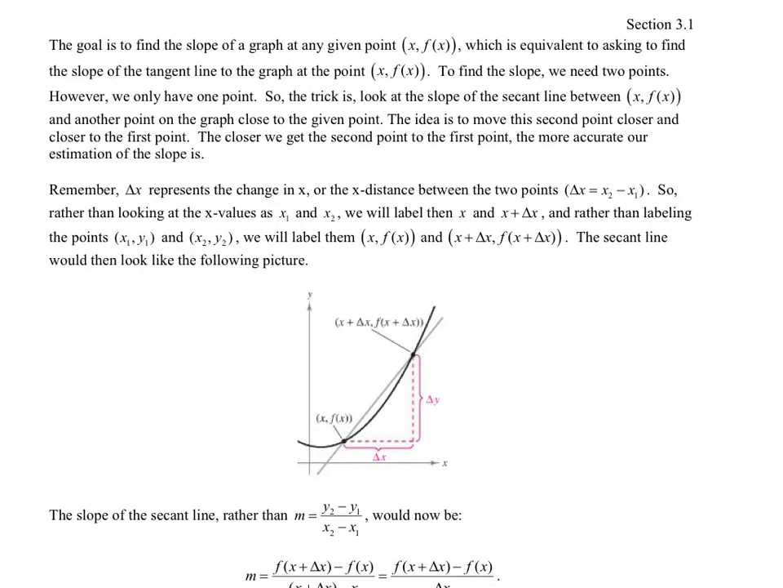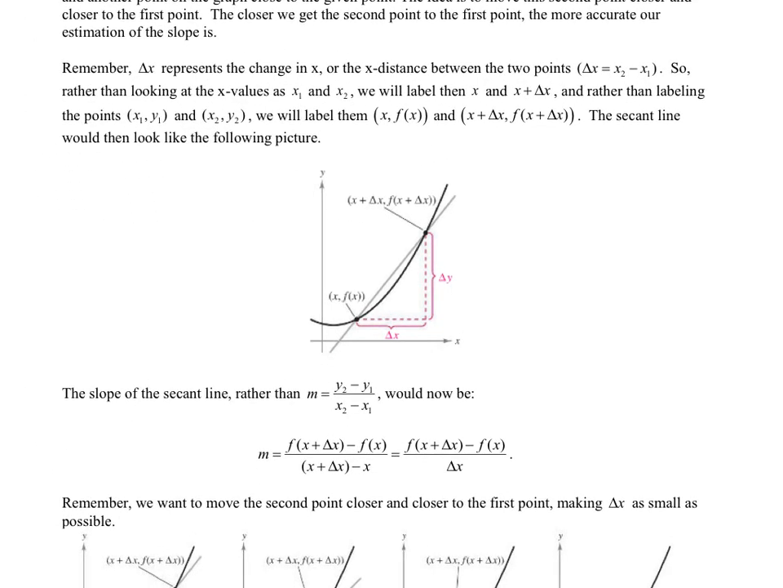So the slope of the secant line, rather than m being y2 minus y1 over x2 minus x1, is now the change in the y values. The first y value is f of x plus delta x. The second y value is f of x. The first x value is x plus delta x, and the second x value is x. That's where these come from. There's nothing we can do on the top, but on the bottom, the x's cancel, so you're left with just delta x.